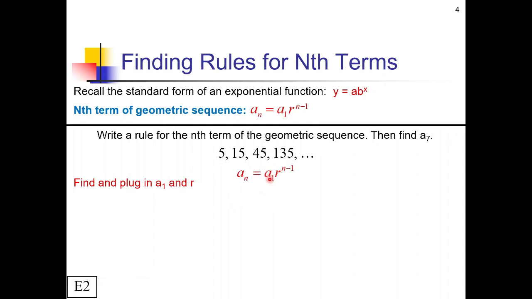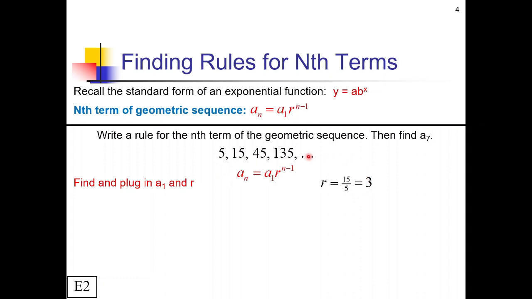So for a1, we can get that pretty easily. That's just the 5 here. It's the first term of the sequence, so no big deal there. For r, we have to find the common ratio. And again, we can get that just by taking one term and dividing it by the term before it. Because again, we're asking what did I have to multiply by to get from one term to the next. So if we do 15 over 5, that gives us an r value of 3.